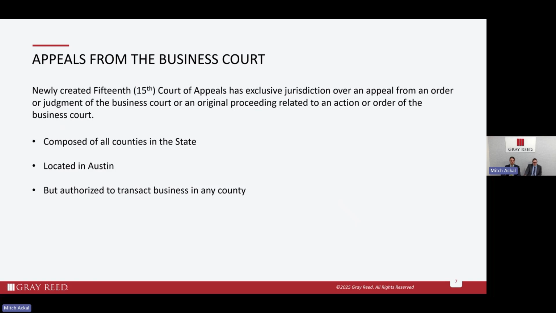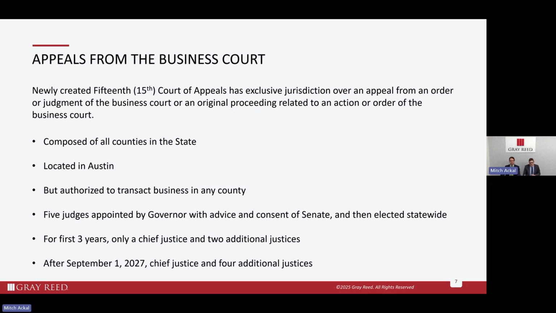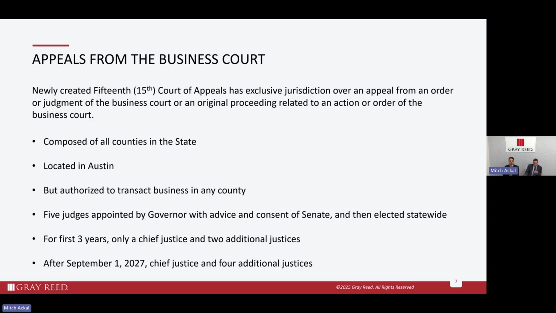So anyway, the 15th Court is located in Austin, even though it's going to be doing business all throughout the state in any county. It will eventually have 5 justices appointed by the governor, who will ultimately be elected statewide after they serve their initial terms. But again, there's currently only 3, a chief justice with 2 additional justices. And after September 1st of 2027, we're going to be adding those additional 2 justices for a total of 5. So who are the judges and justices? Actually, before I get to that, I do want to point out 2 quick updates.